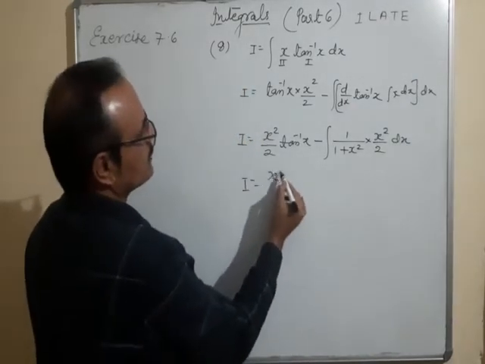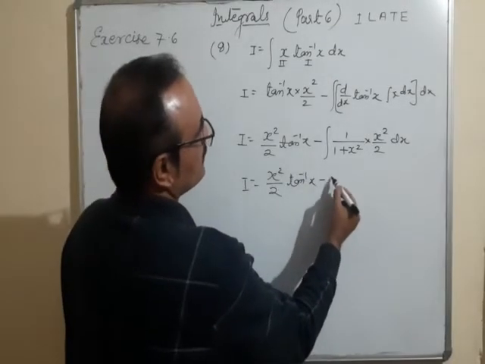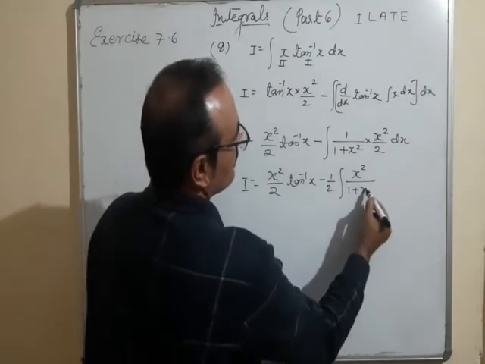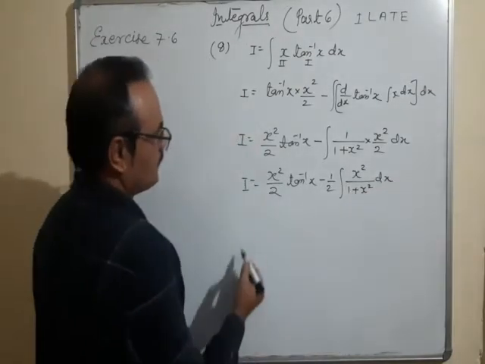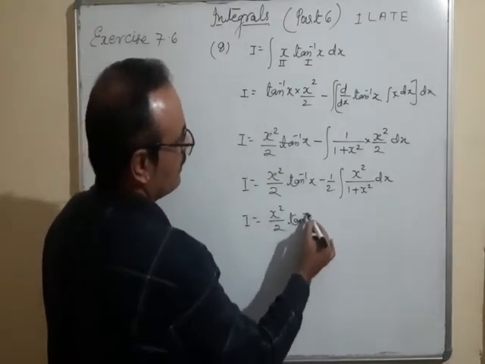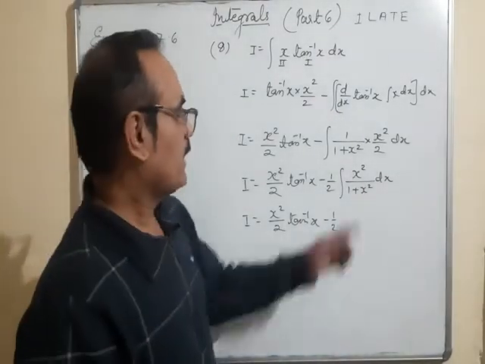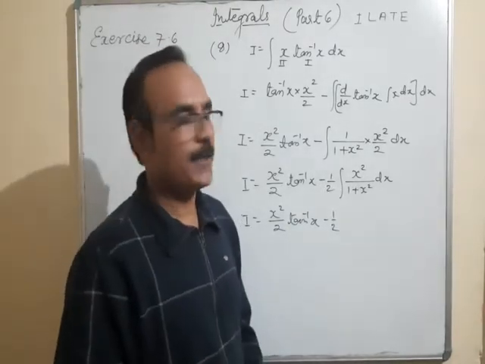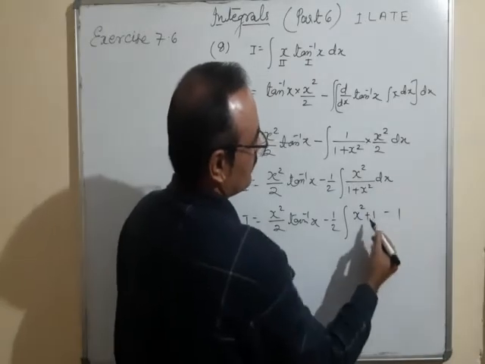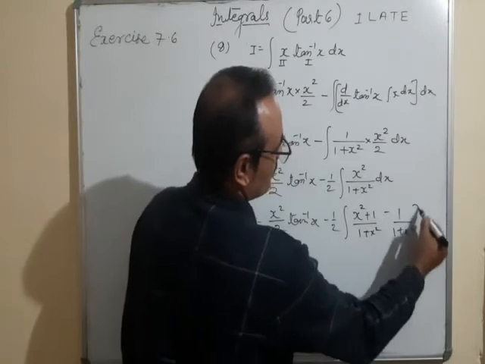I is equal to x square upon 2 tan inverse x minus 1 upon 2, outside it is integration of x square upon 1 plus x square dx. How to solve this part, x square upon 1 plus x square? I can write here x square plus 1 minus 1 in the numerator, upon 1 plus x square.